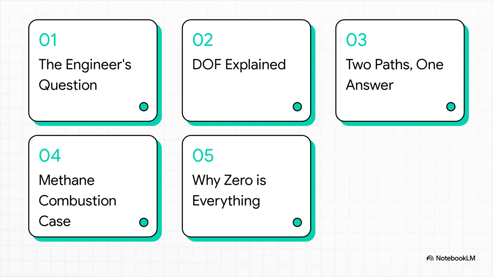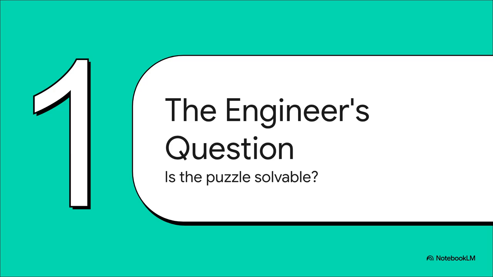First, we'll get a handle on the huge question engineers have to answer. Then, we'll dig into the powerful method they use to find that certainty. And we'll even walk through a real-world case study to see why, believe it or not, the number 0 can actually mean everything.